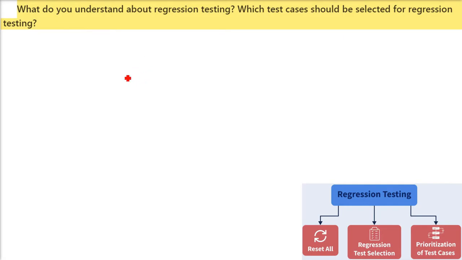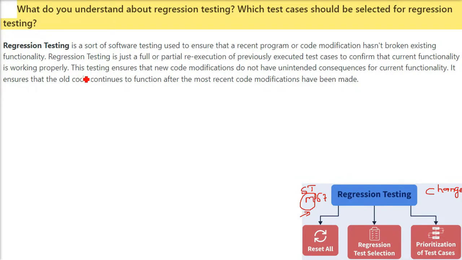What do you understand about regression testing? Which test cases should be selected for regression testing? Regression testing is all related to one word: change, modification. Whenever you change, you will do regression testing every time. That is why it's the most expensive, most employed testing in the whole testing field. In maintenance, 67% of the time we do maintenance, and most of the time we do regression testing.